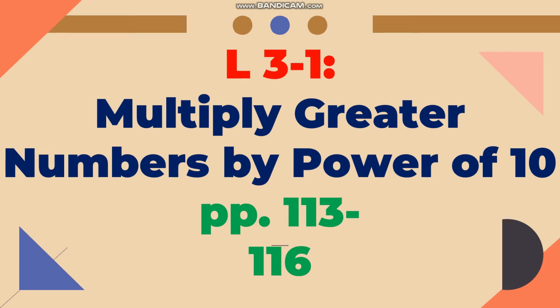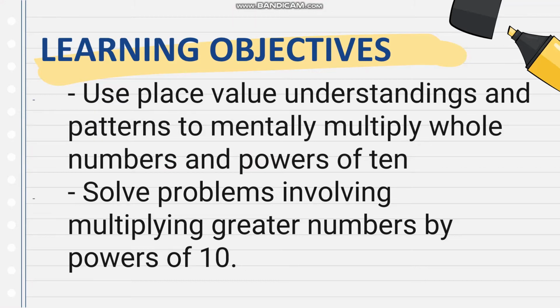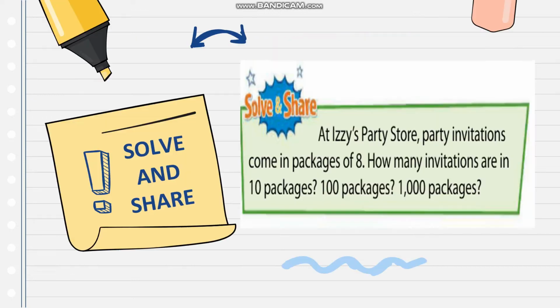Good morning, everyone. Our lesson for today is lesson 3-1, multiply greater numbers by powers of 10. You will find this lesson on page 113 up to page 116 from your book. And here are the learning objectives for today's lesson. You're going to use place value understandings and patterns to mentally multiply whole numbers and powers of 10, and solve problems involving multiplying greater numbers by powers of 10.